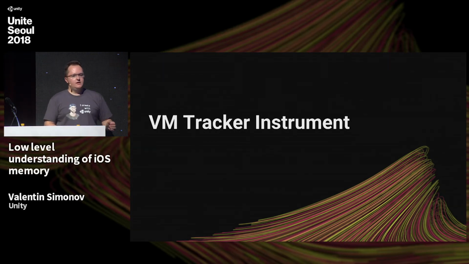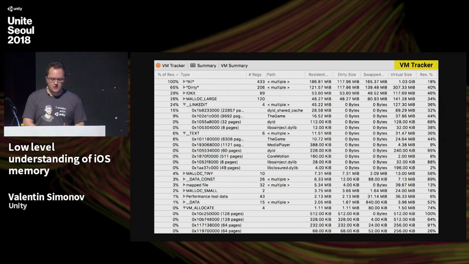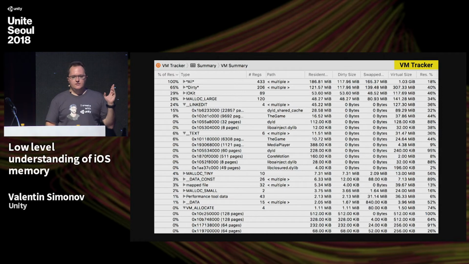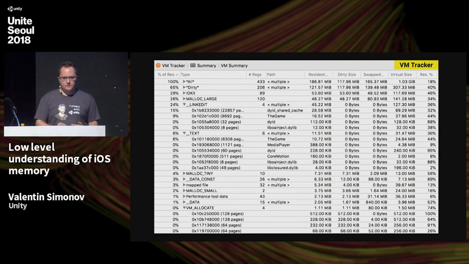So Apple gives us other cool tools, and the best one is called VM Tracker Instrument. It basically shows everything about your game, about your application. The main window looks like this. This tool is rather complicated and I would say hard to master. So I recommend you watch videos from a WWDC conference where they explain how to use VM Tracker and other Instruments. You can see there are virtual, swapped, dirty, resident. And we already know what these are.